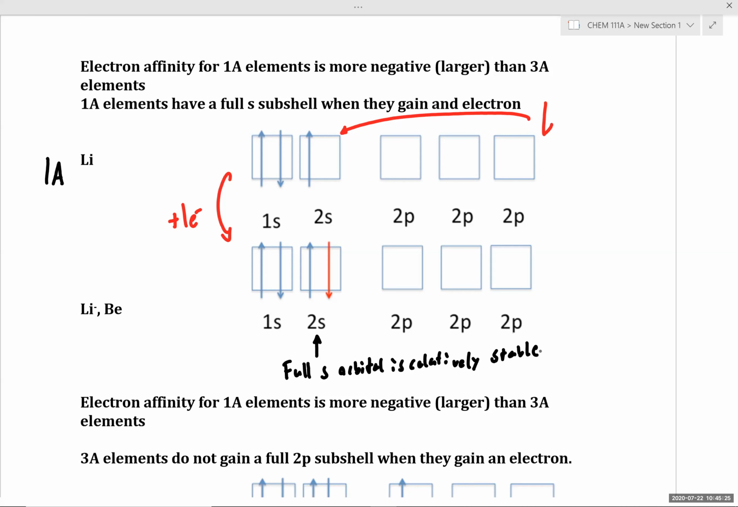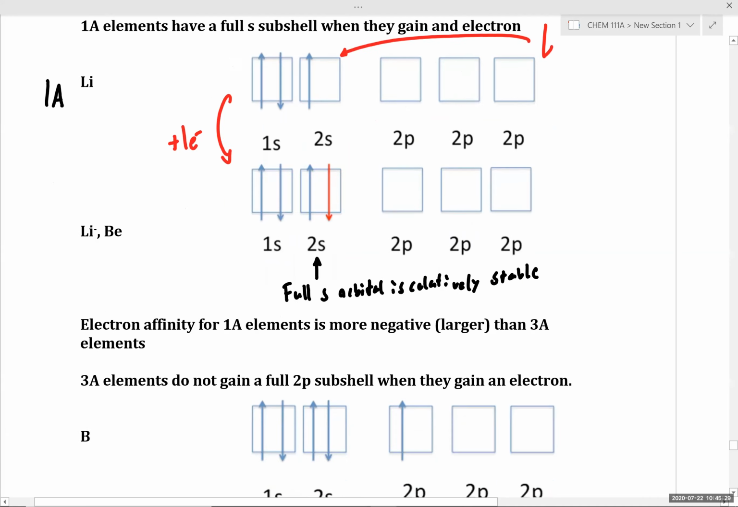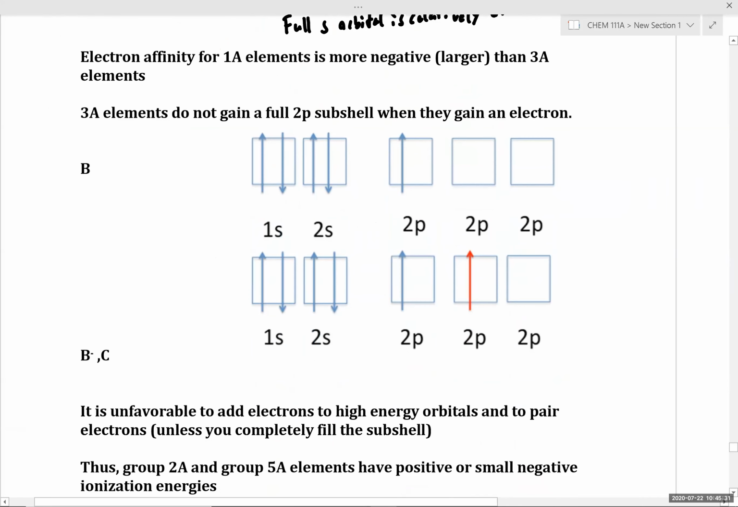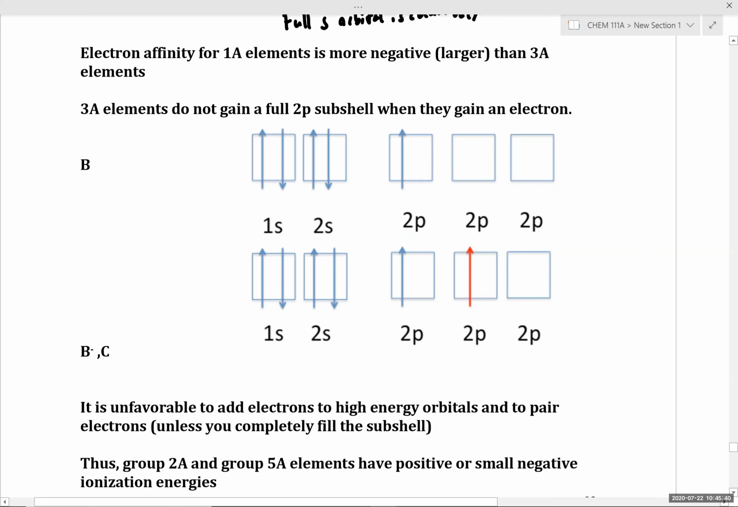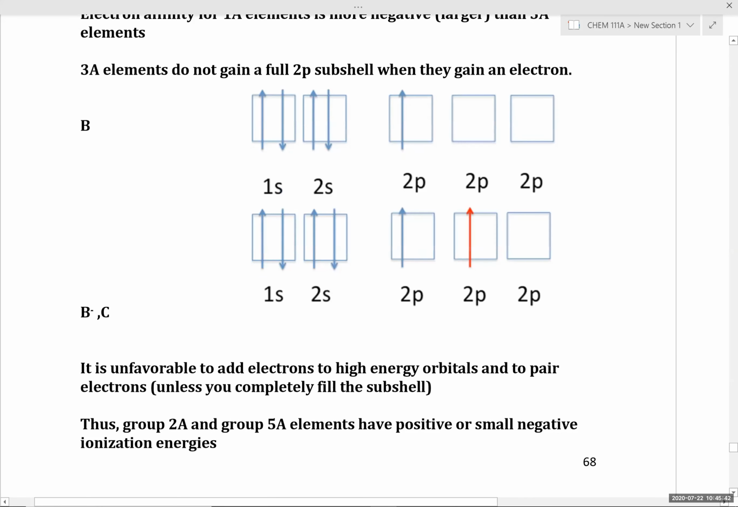So this is why 1A elements such as lithium have larger electron affinities than 3A elements such as boron. Okay, so we've summarized the reason behind these exceptions in electron affinity. Any questions so far?